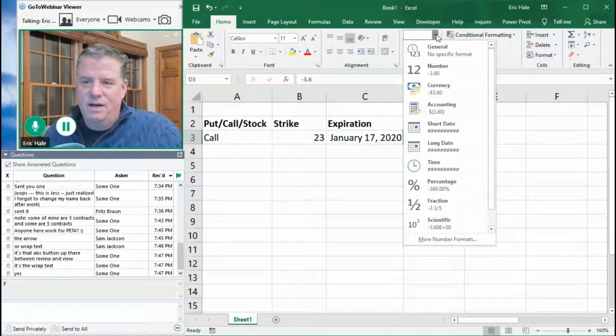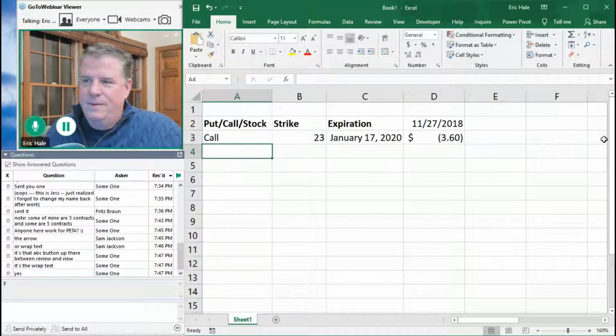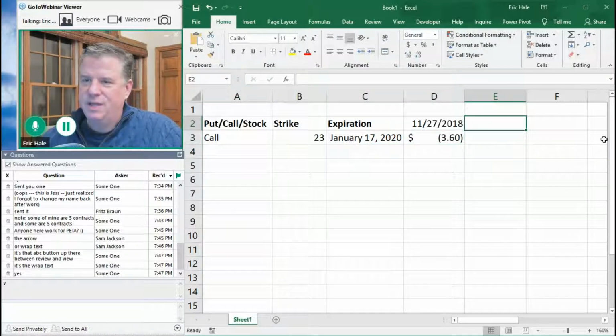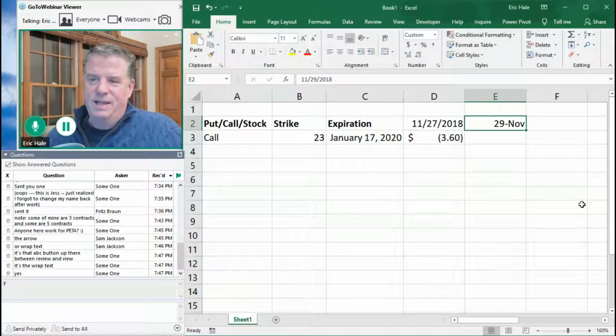Now, you might not like the accounting format. There's also currency, where the negative is on the outside. I just use this format here. So it's a negative, so it's got parentheses around it. So on, just a long call purchased on that day. So on November 29th, I don't have to finish the date. It's going to put the date in there, and it's decided it likes this format better.